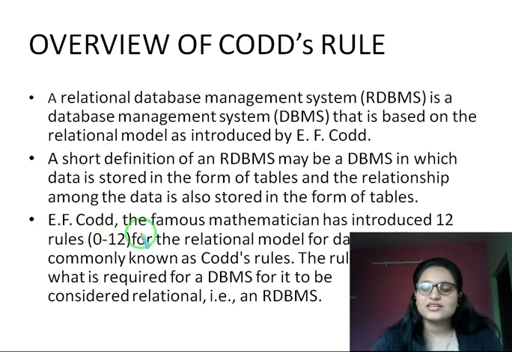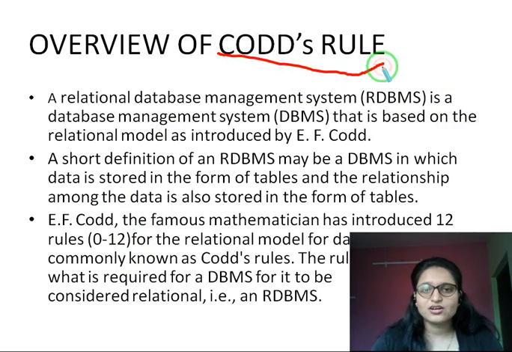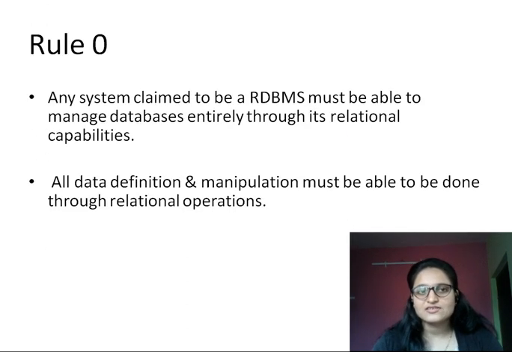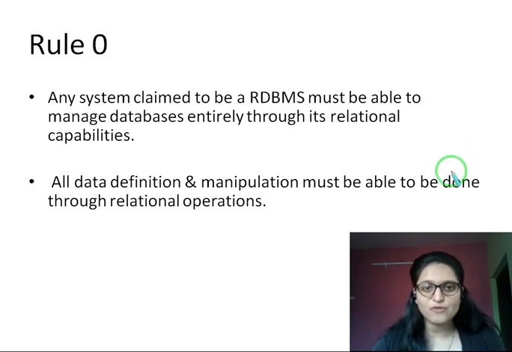So EF Codd, a famous mathematician, introduced 12 rules, that is 0 to 12, that is 13. Actually there are 13 rules, but the numbering for these rules is from 0 to 12. Therefore in the relational database concept, Codd's 12 rules are very famous, and they give the actual standardization to your relational database model, right? So dear student, we will see rule number 0. We start from rule number 0. This is a very basic rule, also known as the foundation rule of Codd's 12 rules.